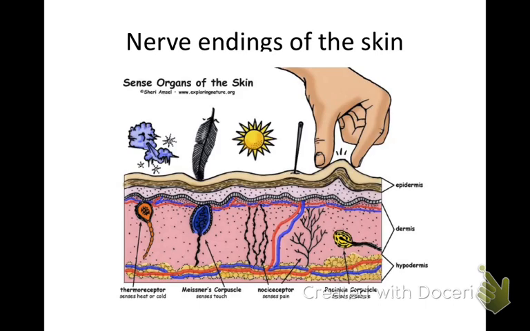Okay, so here is an image from a woman named Sherry Amzell. There's her web page there where I borrowed this slide. And you can kind of get a sense of what the different kinds of nerve receptors are. Thermoreceptors for sensing temperature. Here are those specialized receptors, the tactile corpuscles that are found up in the dermal papillae.